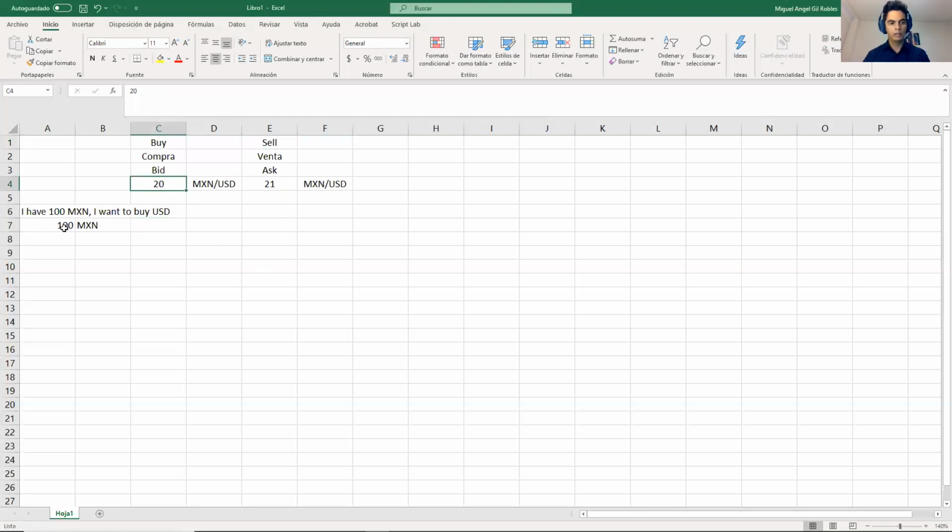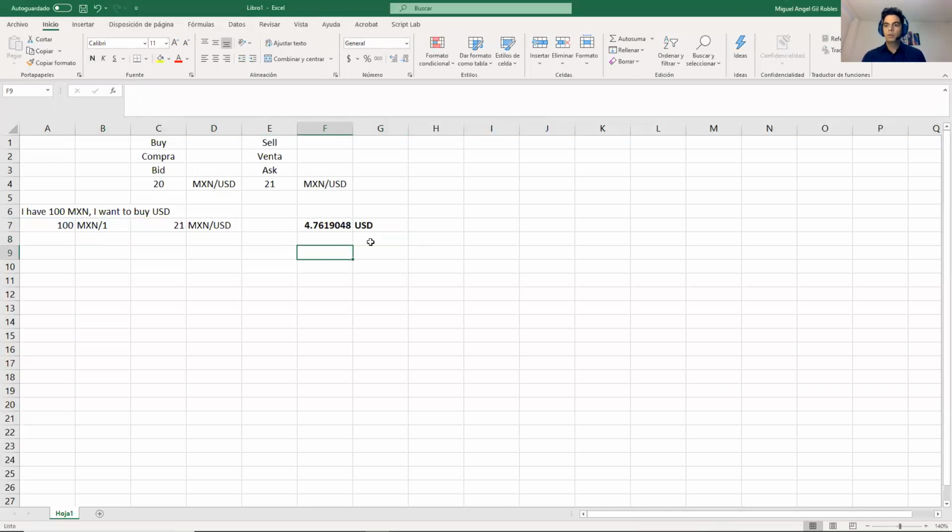But what do I want to do? I need dollars. So I want the bank to sell the dollars to me. So it will be 21, and the exchange rate is peso over dollar. And what do we do if we have peso on top and peso at the bottom? We need to divide, okay? So the final result will be 100 over 21, and this will be dollars.